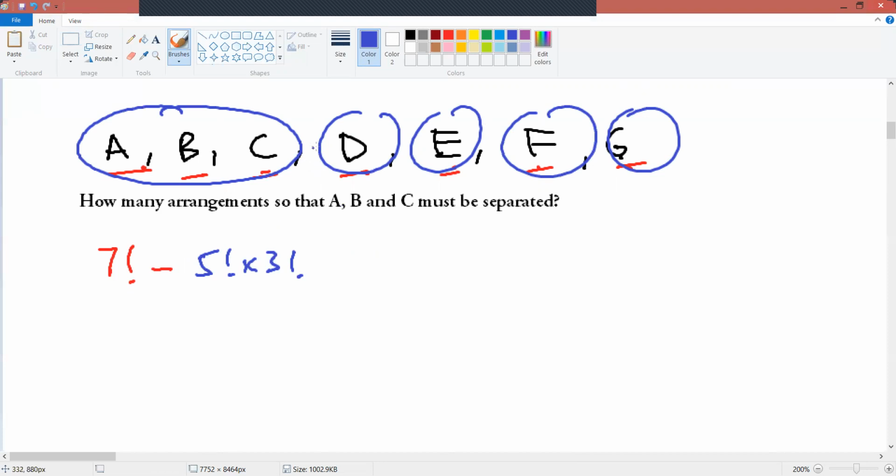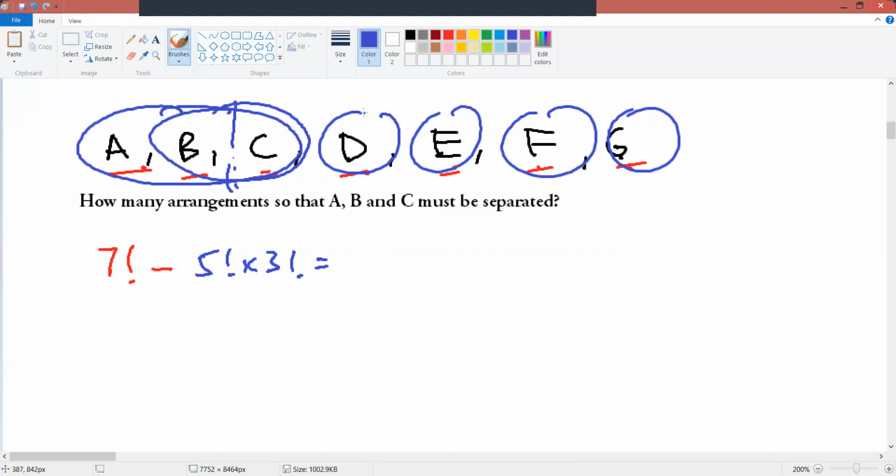excluding. Okay, maybe the AB can be together and then C is separated from AB, or it can be A, B, C together and A is separated. So we didn't calculate that. So this is actually not so valid. Okay, this actually we will calculate more than it is supposed to be.